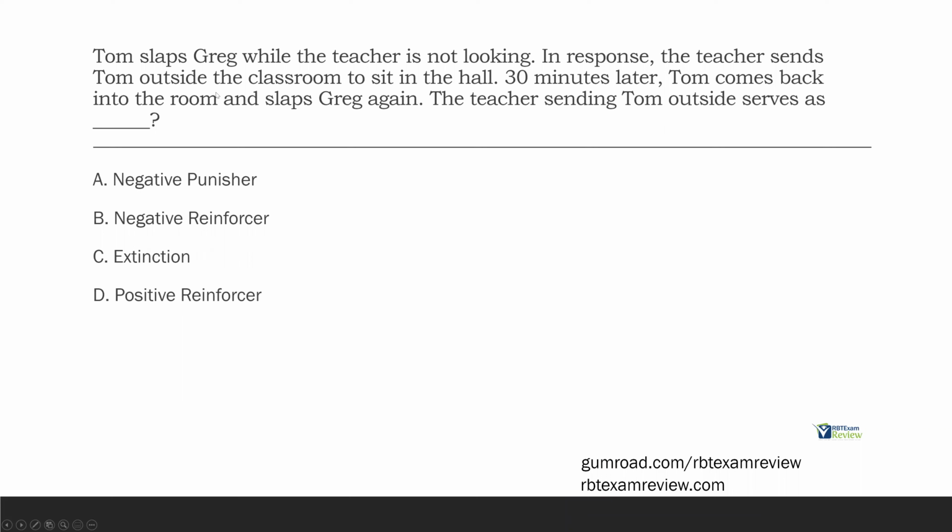Question 1. Tom slaps Greg while the teacher is not looking. In response, the teacher sends Tom outside the classroom to sit in the hall. 30 minutes later, Tom comes back into the room and slaps Greg again. The teacher sending Tom outside serves as what?